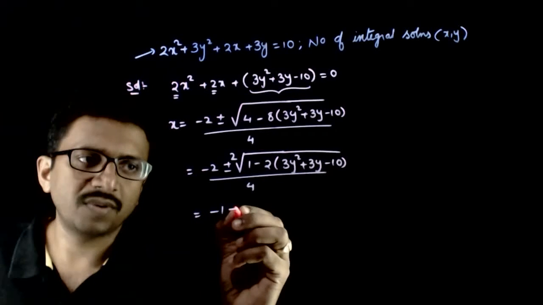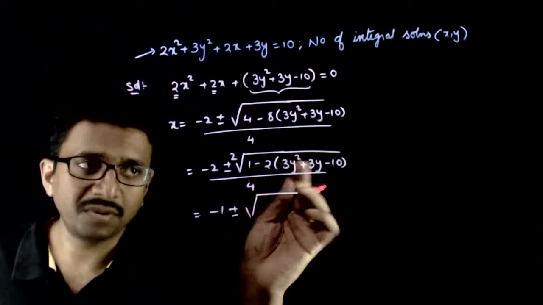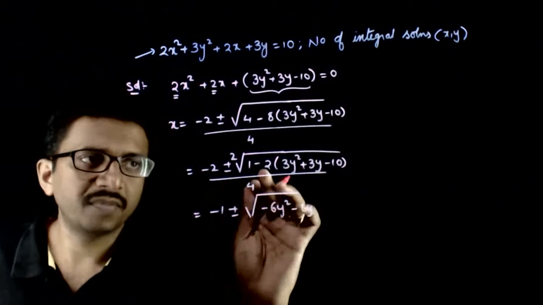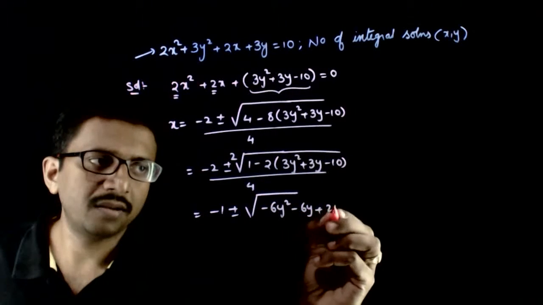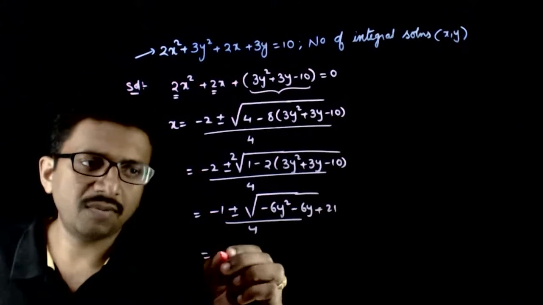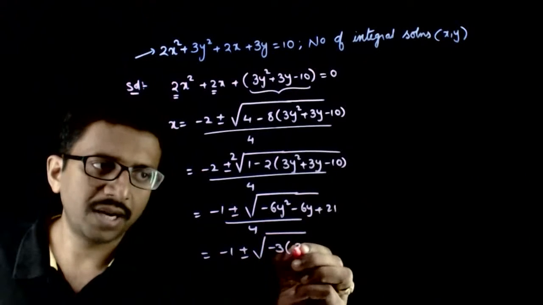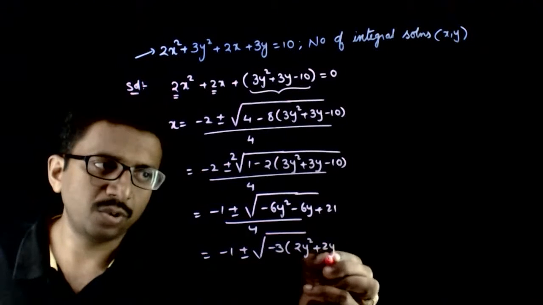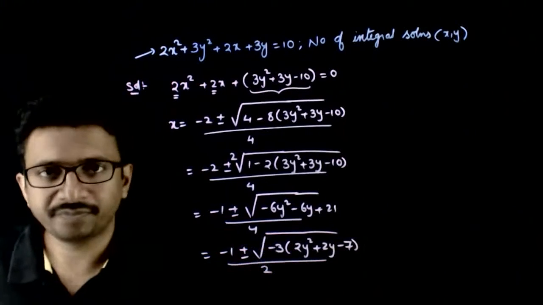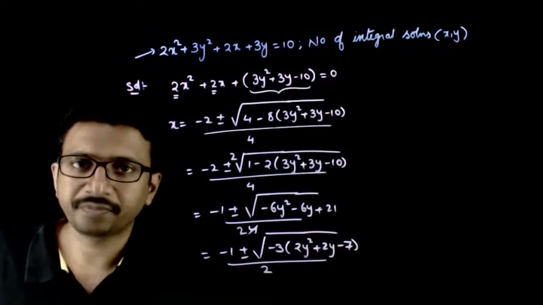That is equal to −1 ± √ of, if you simplify this, −6y² − 6y + 21, divided by 4. So this is equal to −1 ± √ of, if you take −3 as common, you get (2y² + 2y − 7) by 2. A 2 gets cancelled here, sorry, so it is divided by 2.